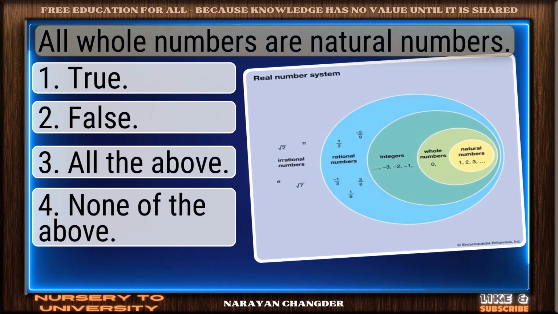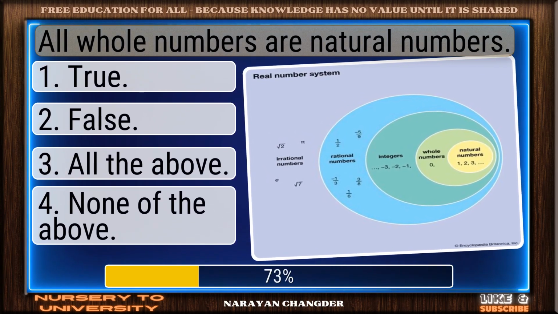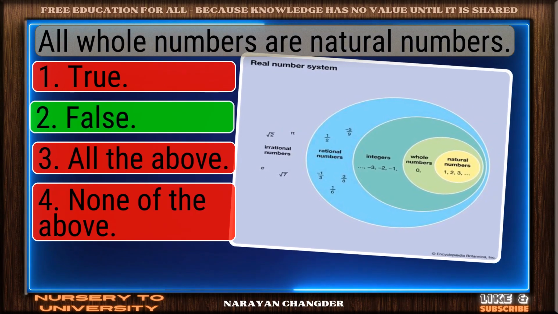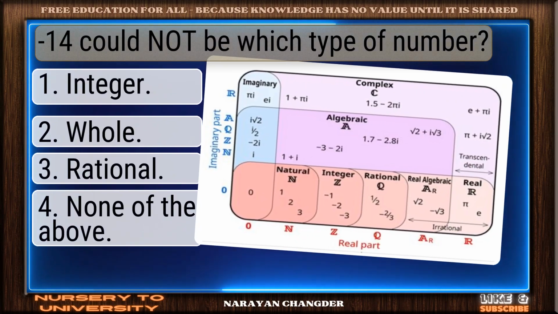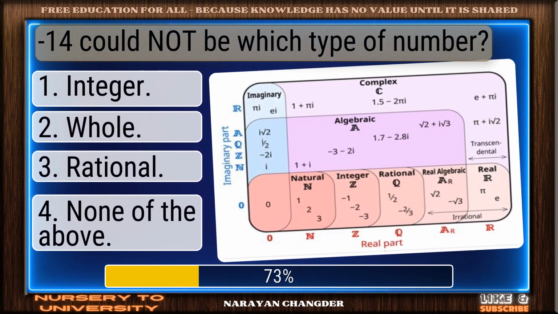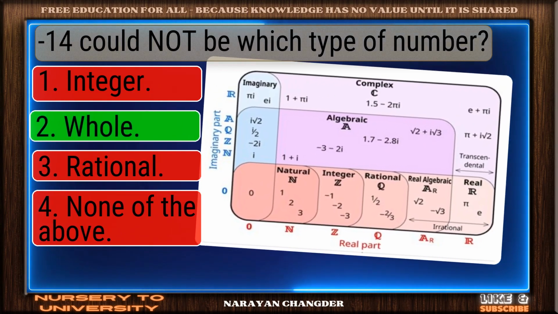Question number 50, all whole numbers are natural numbers. Great thinking. False is the right choice. Question number 51. 14 could not be which type of number? Good thinking. Whole is the right answer.